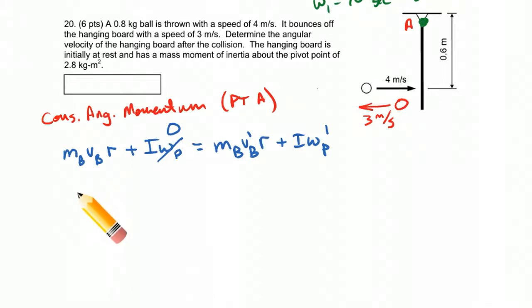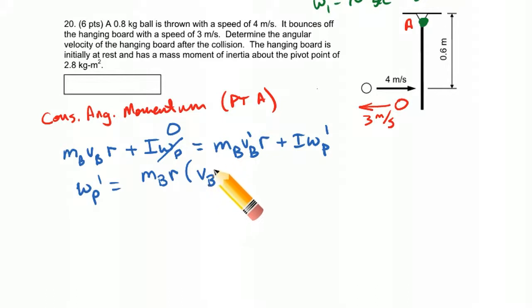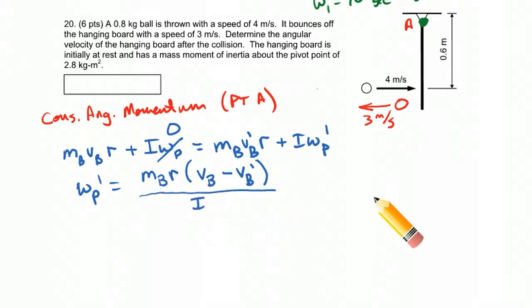So I'll write it out symbolically just to be a little different here. It's going to be equal to the mass of the ball times the radius. Okay, so I'm combining these two terms, and over here, it's the velocity of the ball before the collision minus the velocity of the ball after the collision. Okay, so I just took this term over to this side, factored out the mass and the radius, because that's not changing, so I get the difference in those velocities, and then I'll divide by I right here.